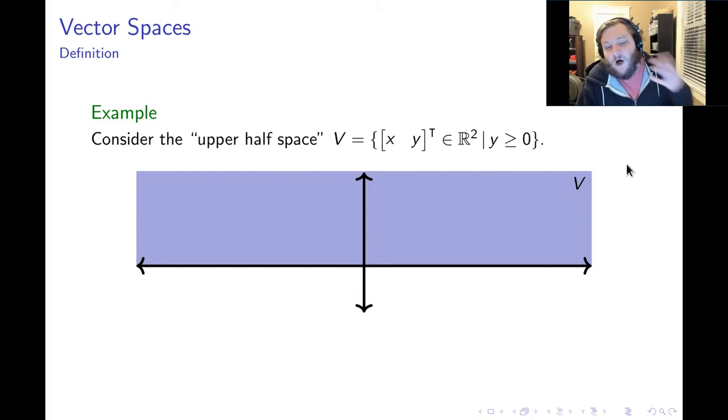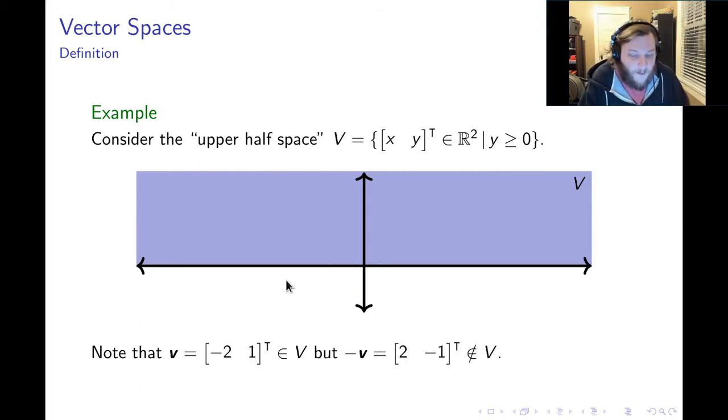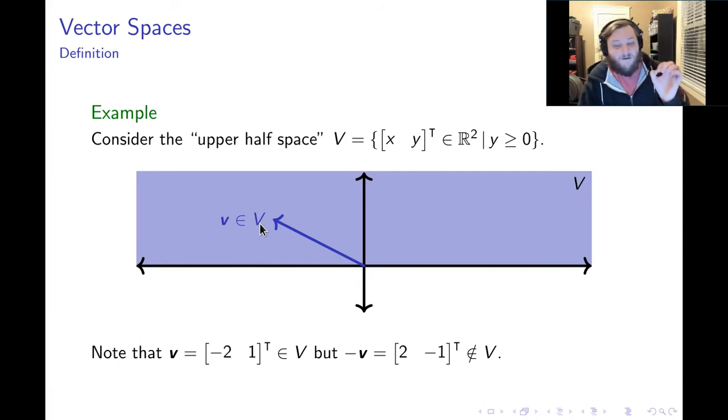But what about all linear combinations? One thing to note is that the vector (-2, 1), for example, is in the upper half space. If you give me a vector with two coordinates, the way I verify whether or not it's in the upper half space is by looking at the second coordinate and asking whether or not it is negative. 1 is certainly not negative, so v, which is (-2, 1), is in the collection big V. However, ask yourself, what is a linear combination of just one vector? It's any scalar multiple of this vector.